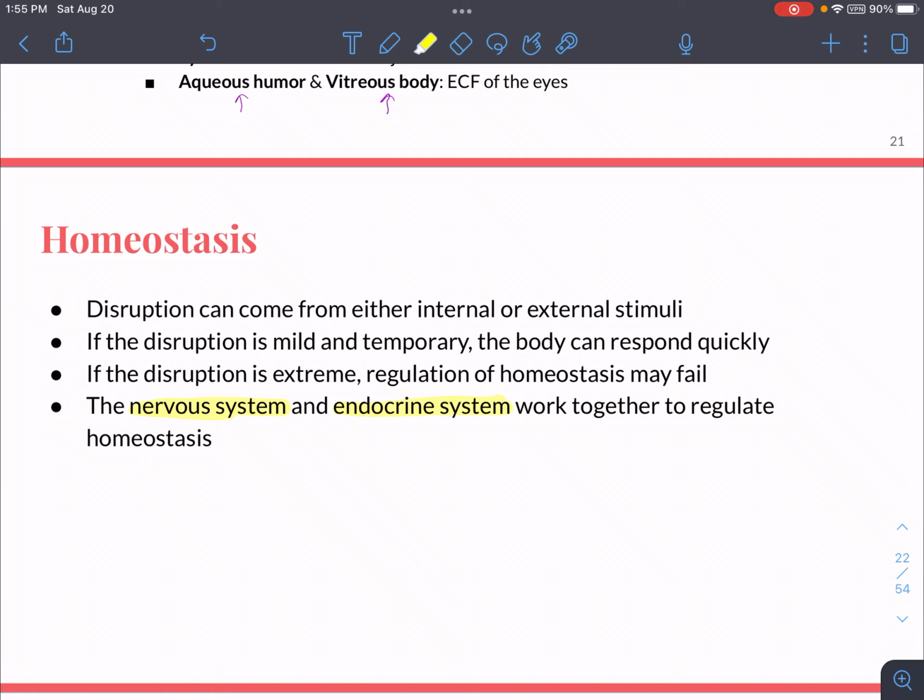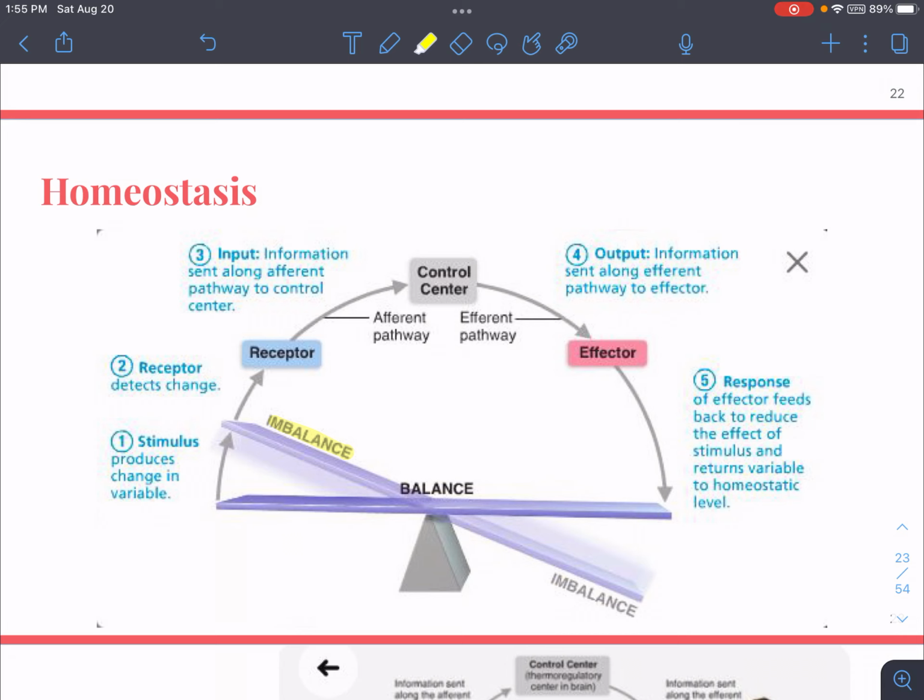But it also responds to external stimuli. Temperature, pain, pressure. It responds to all of that. So here's kind of a nice picture that shows how we try to maintain a balance in homeostasis. If we have some kind of stimulus that can cause an imbalance in that homeostasis, there are different receptors around the body, inside and outside, that respond to this.